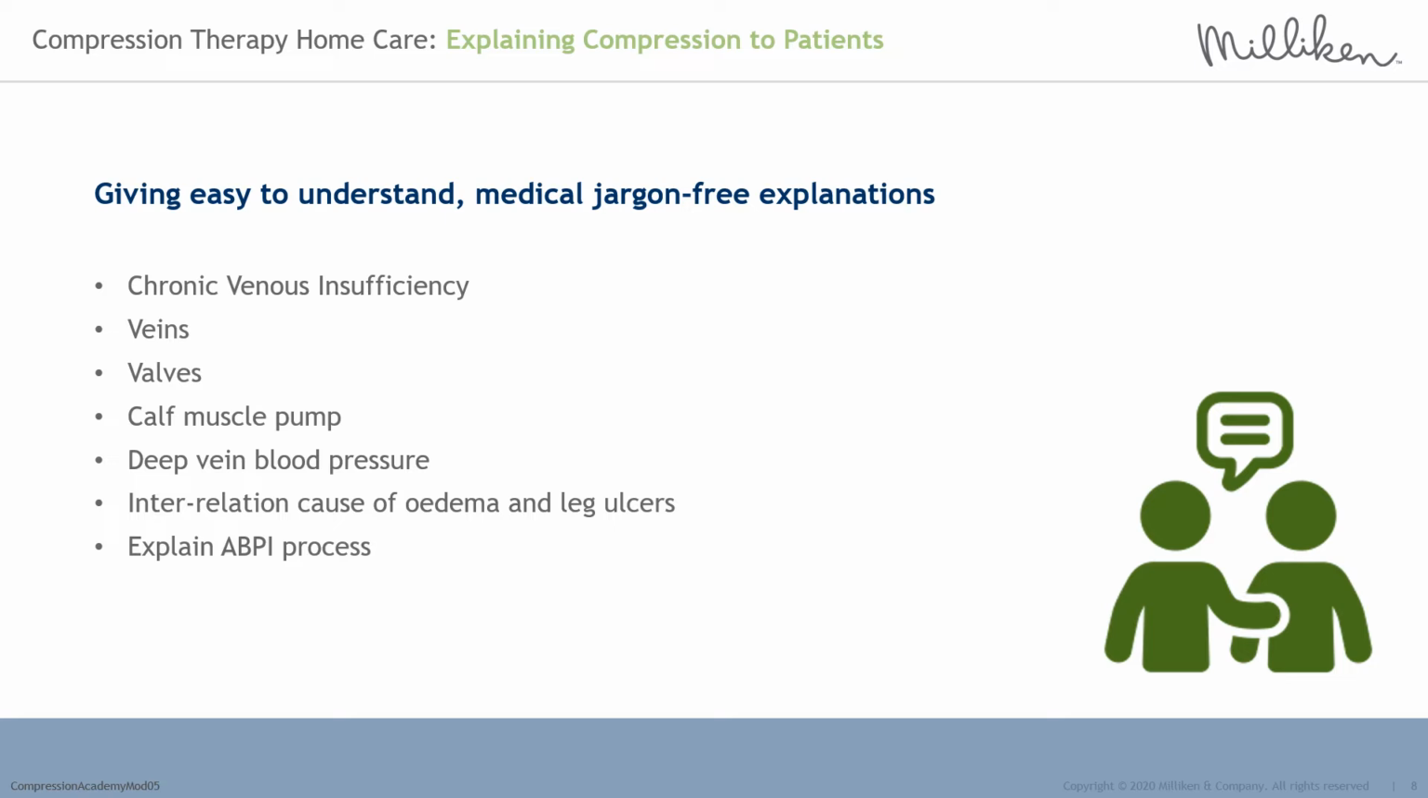Their veins. Describe these as being like the pipes of a heating system, so the pipes of their lower limb. Ideally, the pressure within these pipes needs to be kept regulated and should not be too high, which can lead to damage of the walls of the pipes. The valves within their veins. Describe these as being like radiator opening and closing valves.